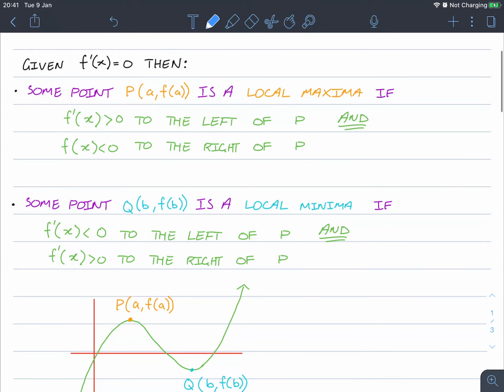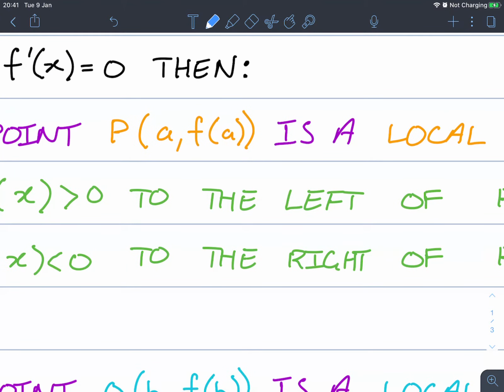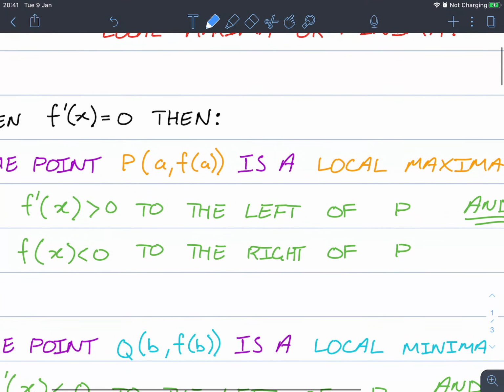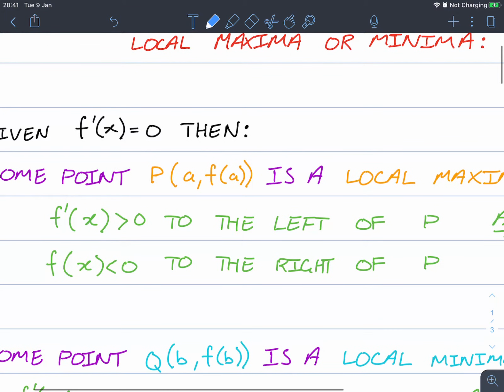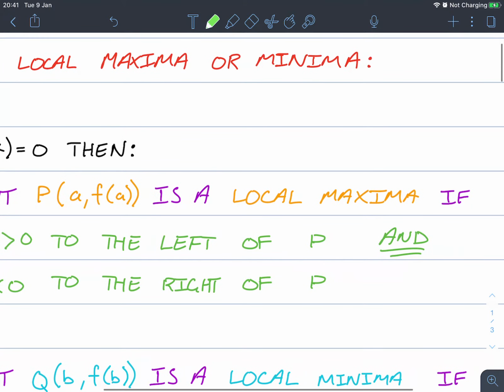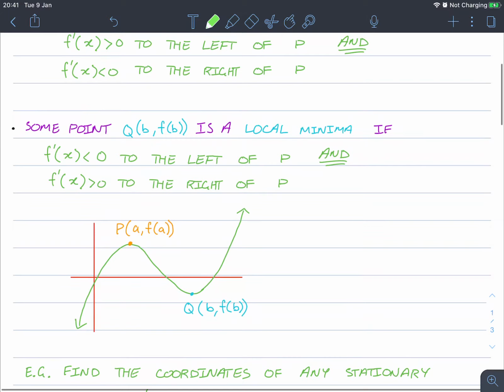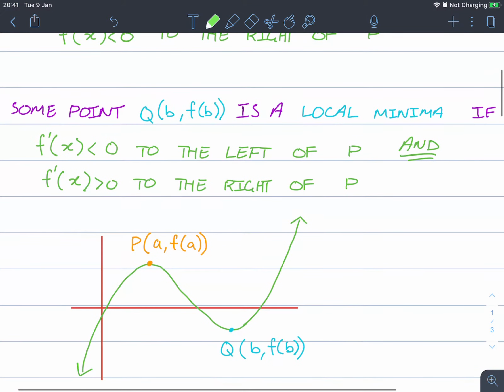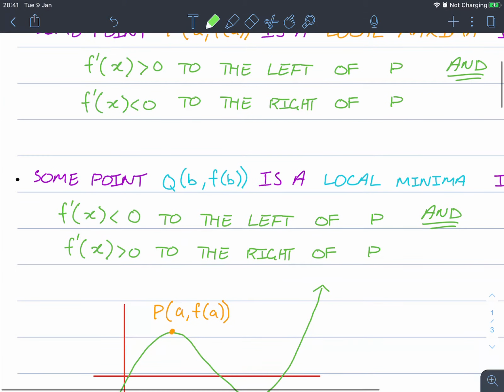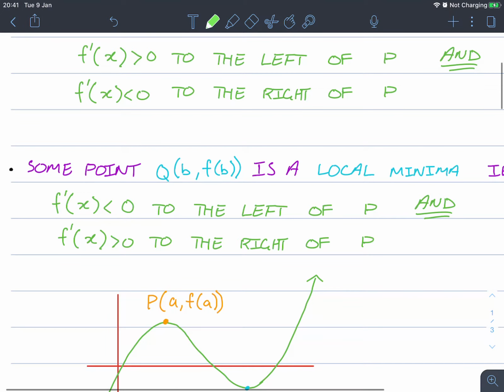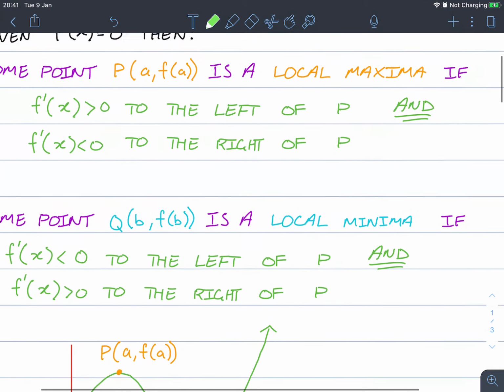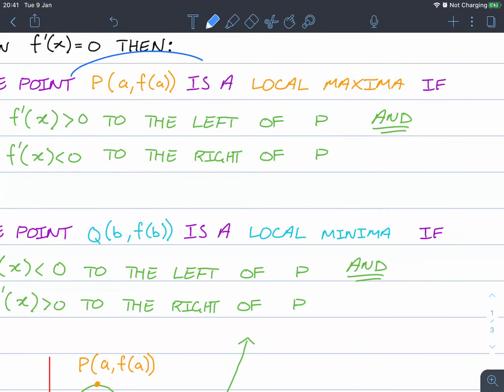So, given some point where f prime of x is equal to 0, then some point P, f of a, is a local maxima if f prime of x is greater than 0 to the left of P and f prime of x is less than 0 to the right of the point P. It's the other way around for some point Q, which is a local minima if f prime of x is less than 0 to the left of Q and f prime of x is greater than 0 to the right of Q. So let's focus first on what it means here.